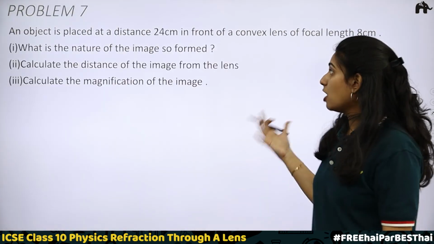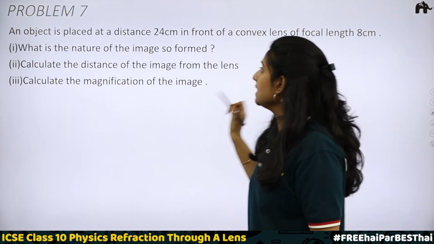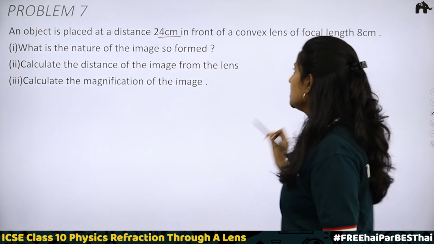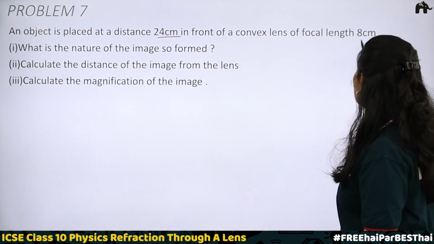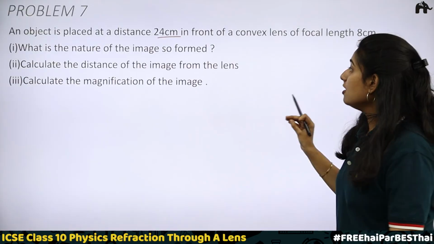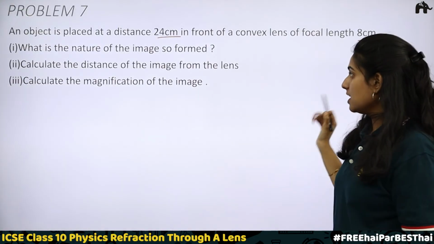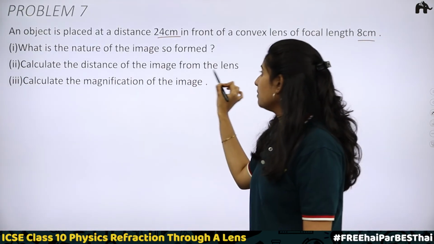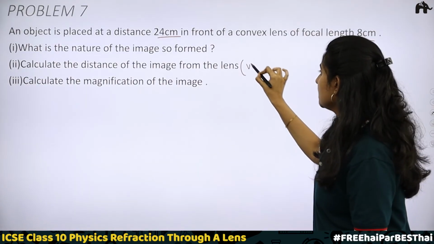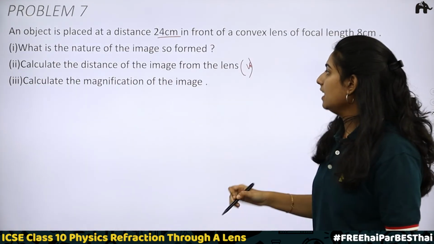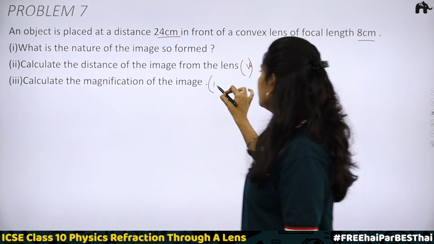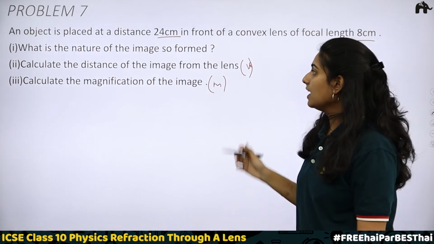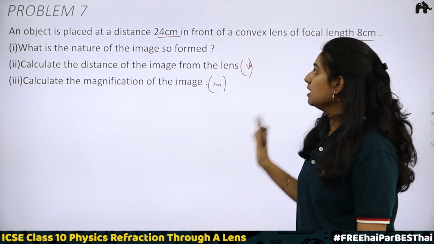Here we have the last problem, problem number 7. An object is placed at a distance 24 cm in front of a convex lens of focal length 8 cm. What is the nature of image so formed? Calculate the distance of the image from the lens, which means the image distance v we have to determine. Then calculate the magnification of the image. M we have to find. First we need to find what is the nature of the image so formed.